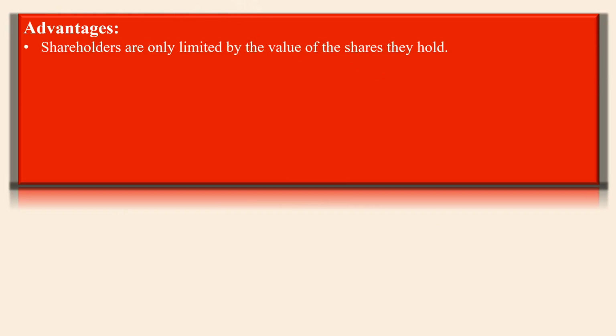Now we will move on to the advantages and disadvantages of private company. Okay. The first one is shareholders are only limited by the value of shares they hold. Yes, whatever the value of their shares is, to that much amount only they are liable to pay the liability. That is the meaning here. Okay. Next advantage is separate legal entity. Yes, in the same way as a separate legal entity, the company can sue and can be sued in its own name.